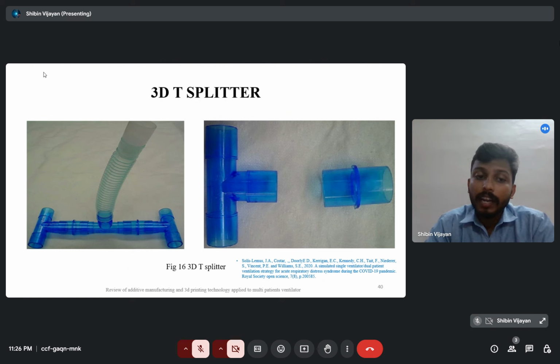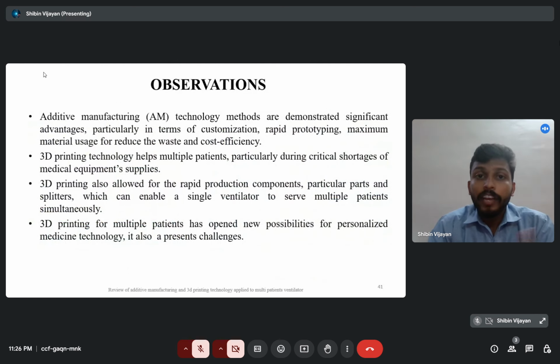This is a 3D splitter diagram, and we can observe additive manufacturing and multiple patients using a single ventilator. Additive manufacturing methods demonstrate significant advantages, particularly in customization, rapid prototyping, maximized material usage to reduce waste, and cost efficiency. 3D printing technology helps with multiple patients, particularly during a critical shortage of medical equipment and supplies. 3D printing also allows rapid production of components, particularly parts and splitters, which enable a single ventilator to serve multiple patients simultaneously. 3D printing for multiple patients has opened new possibilities in personalized medicine technology.